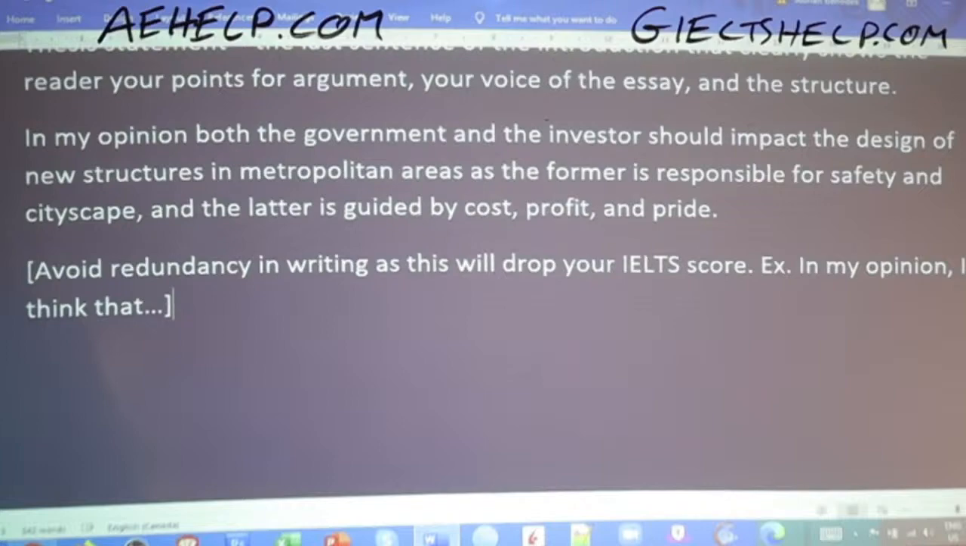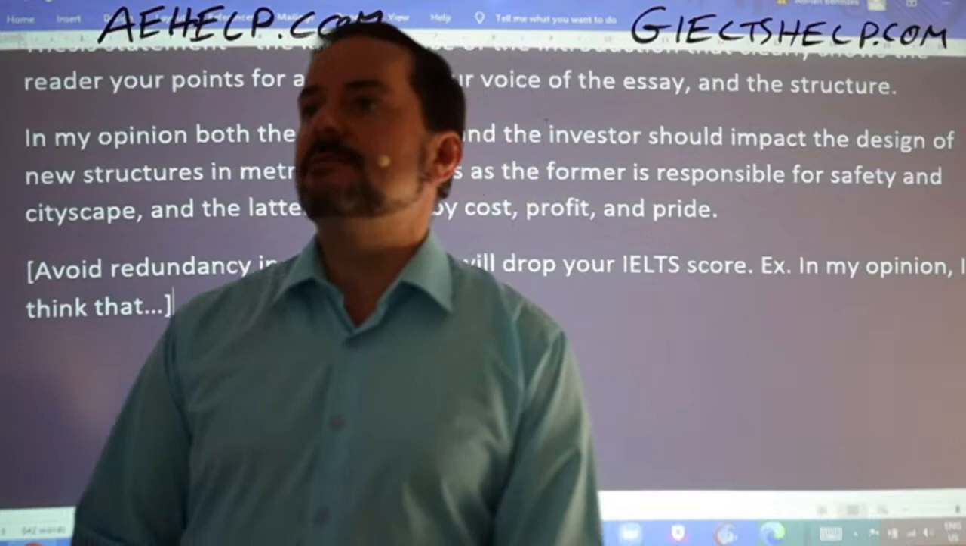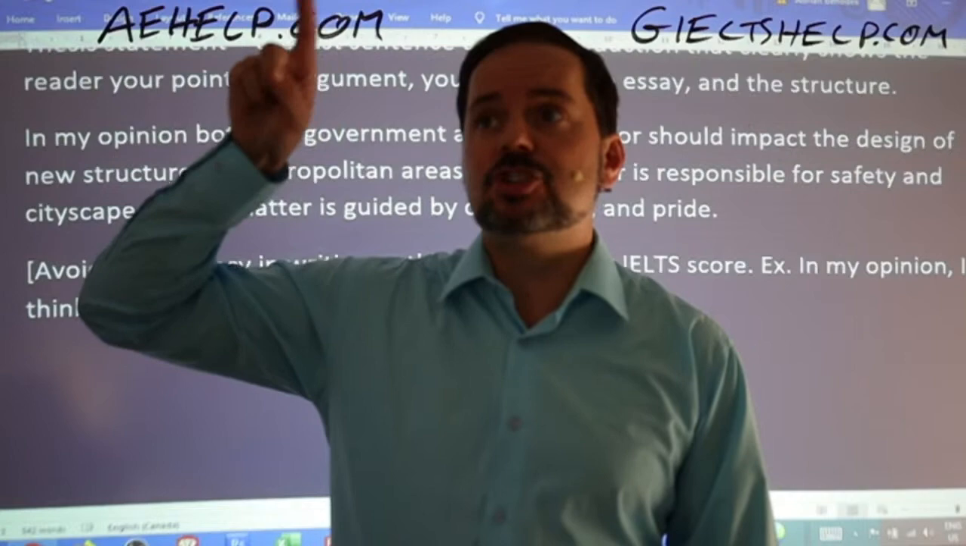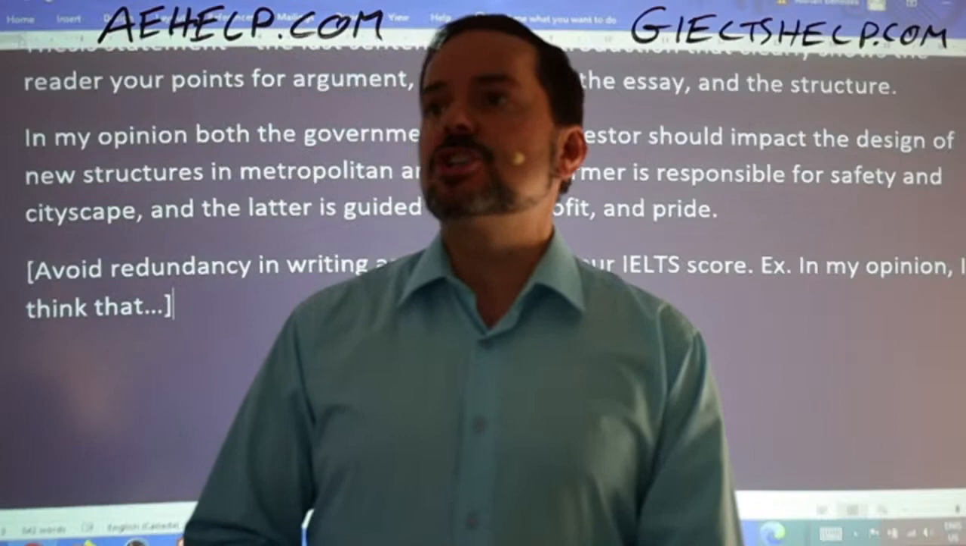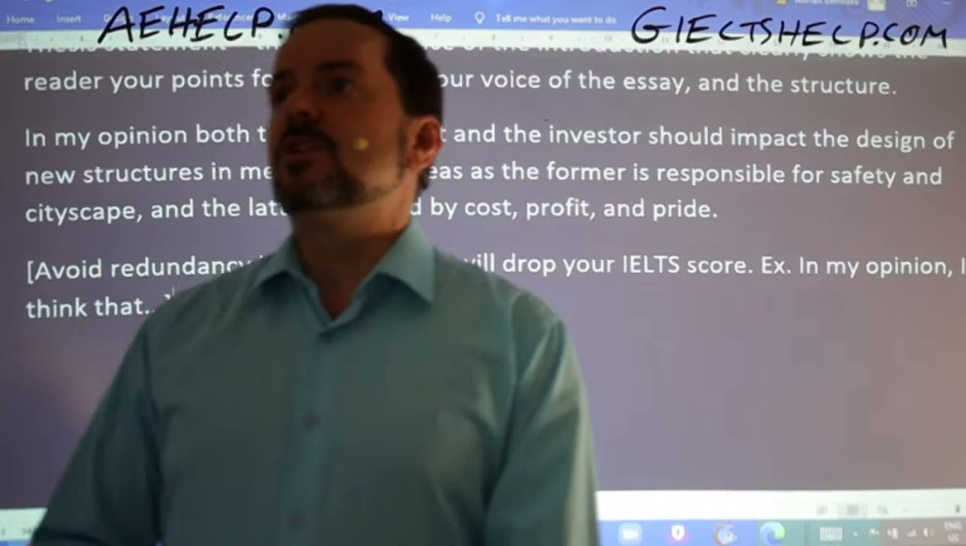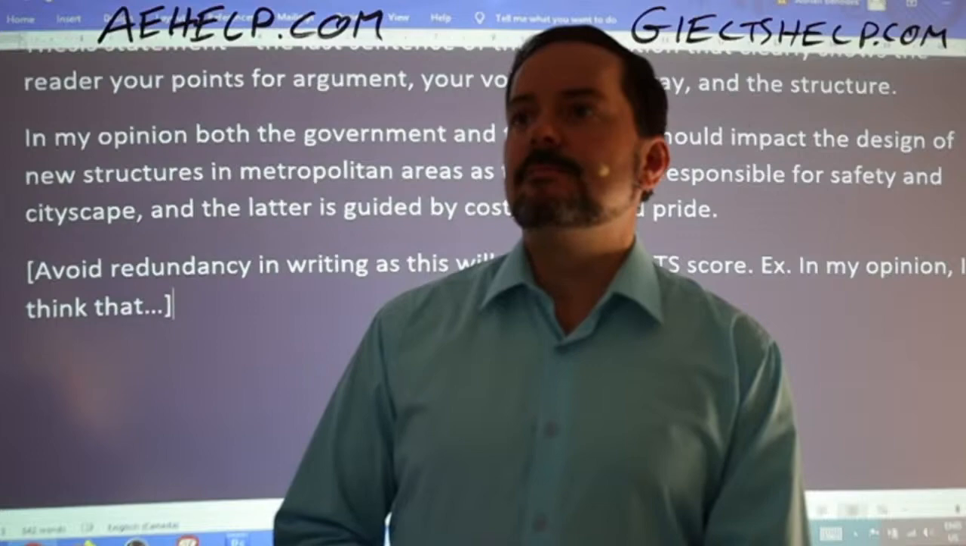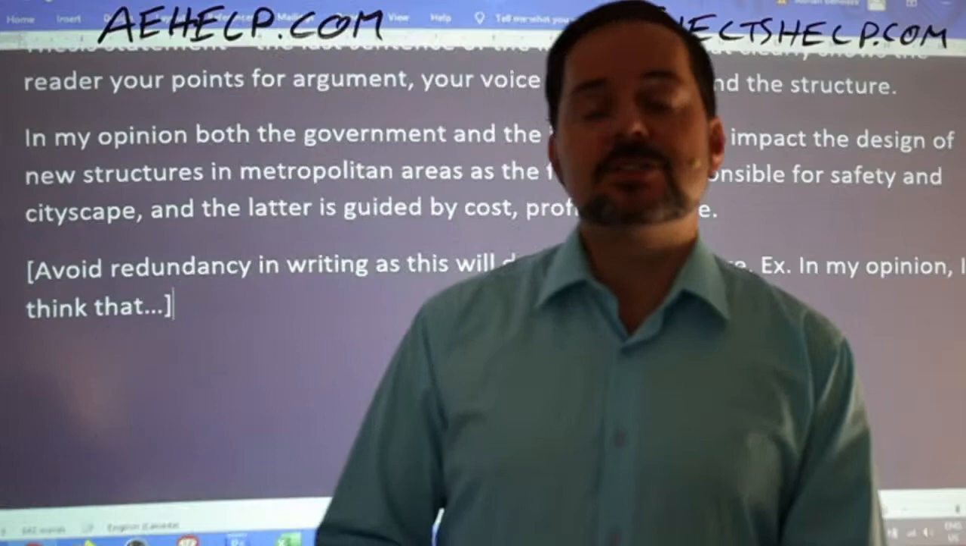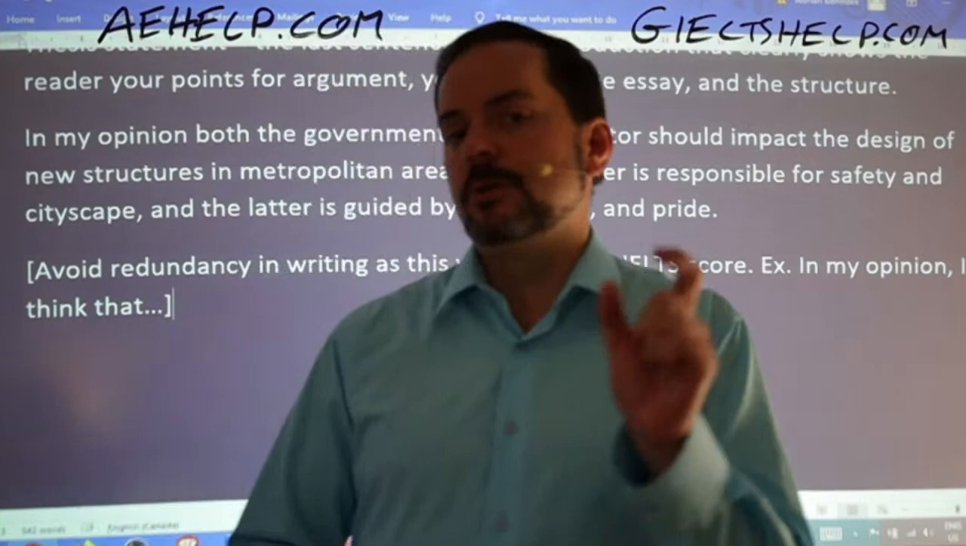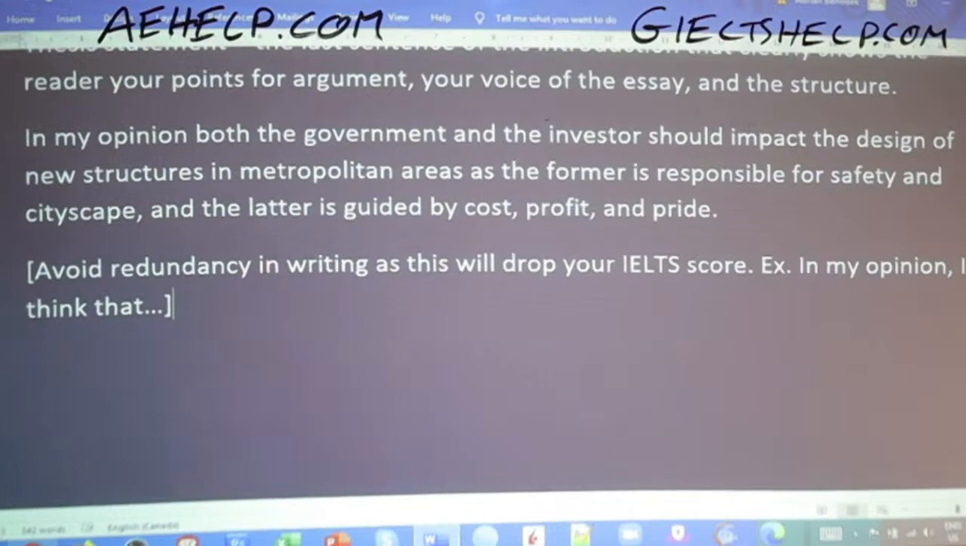Janiel, I'll take a look at yours. Janiel writes, "In my opinion, it is both governments and investors' responsibility to structure newly constructed buildings in cosmopolitan areas, whereby the former maintains safety and rules, and the latter sustainability and finance." You need an apostrophe after governments as well if you're showing belonging. So Janiel, just a couple of small grammatical corrections, and you don't need to repeat the word maintain because that can modify both of your nouns, okay, or all of your nouns, all right?